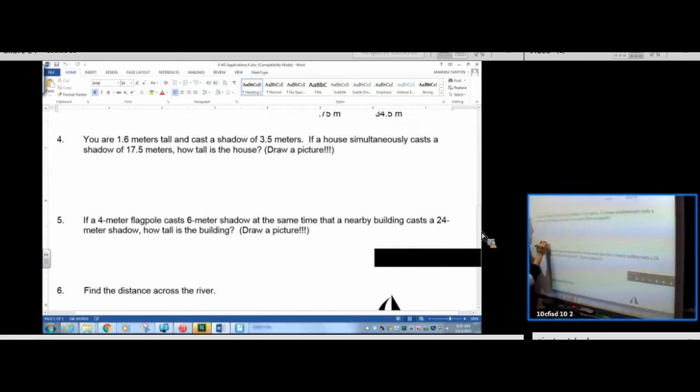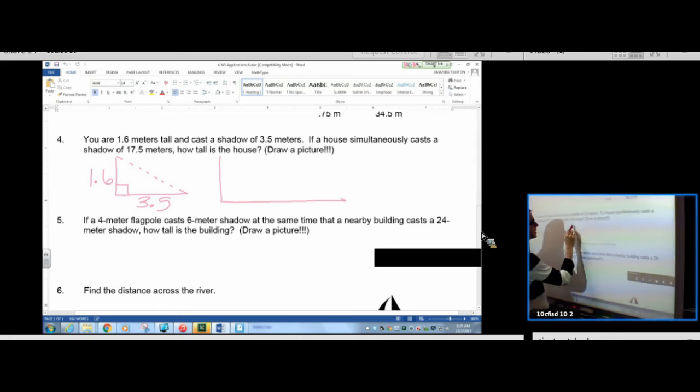You are 1.6 meters tall and cast a shadow of 3.5. So here's your shadow and here's you. It technically creates a triangle because you're going to be perpendicular to the ground. If a house simultaneously, so that means at the same time, so that means the sun is at the same angle. So these angles are the same. And these angles are the same. So we've got similar by angle. Cast a shadow of 17.5. How tall is the house?